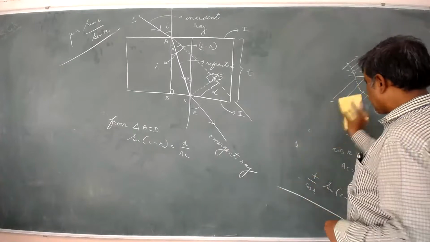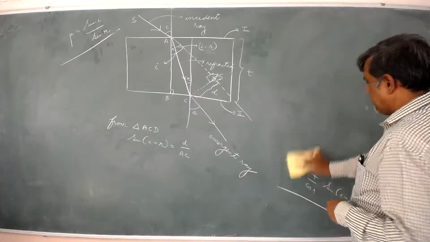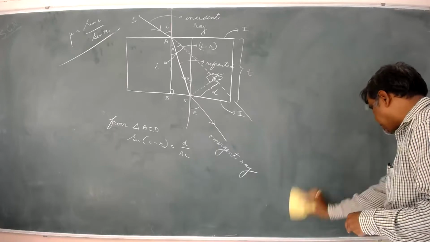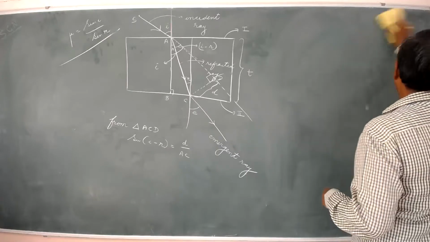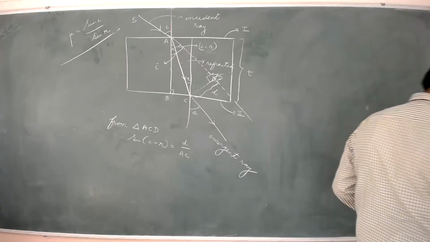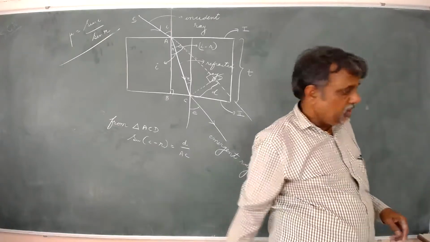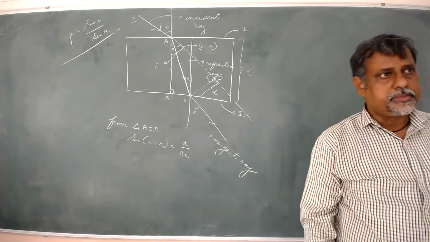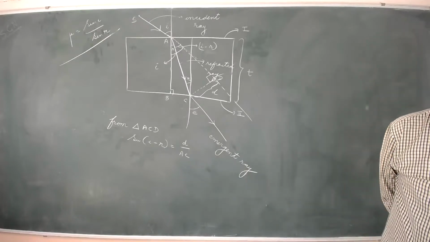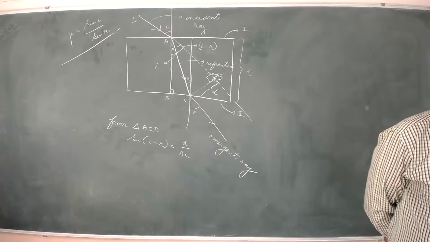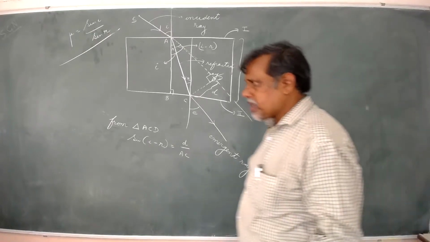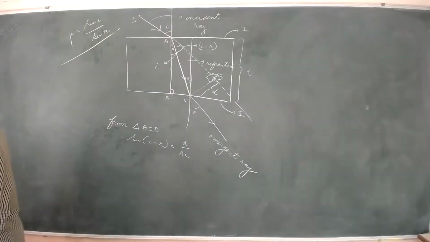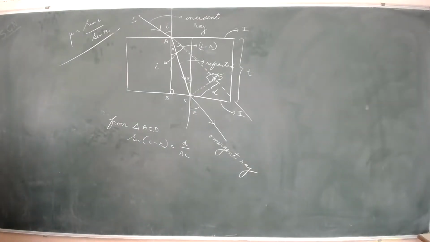Now, this is called lateral shift. In this refraction concept, one more practical application we come across is estimating the normal shift. What do you mean by normal shift? Usually, we come across the normal shift in the case of a swimming pool. The bottom of the swimming pool appears to be rising. That is called normal shift.